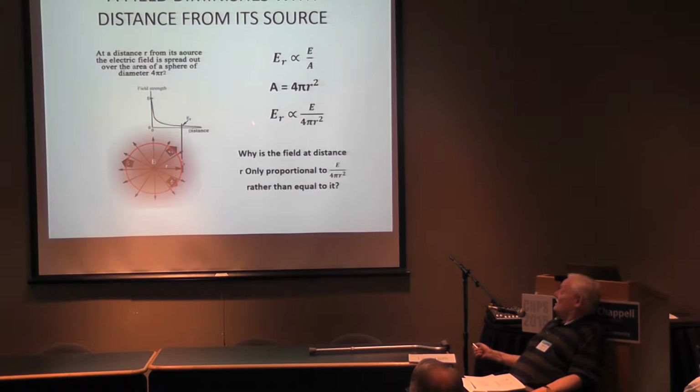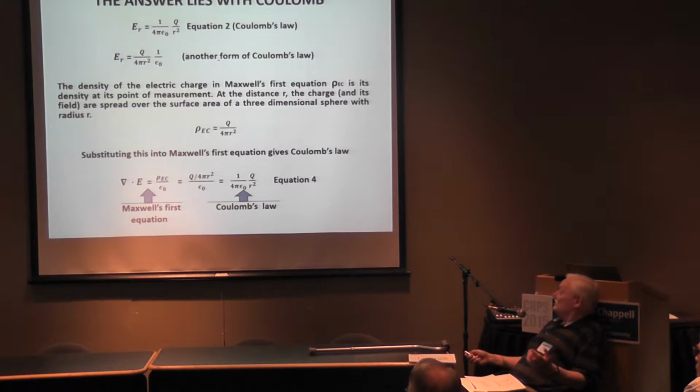But the thing we find is it isn't equal to that. It's proportional to it, but it isn't equal to it. So what's going on that makes it not equal to it? Well, the answer lies with Coulomb's equations. Coulomb found that it's equal to 1 over 4 pi, here's that little constant, times the amount of charge at the source divided by R squared.